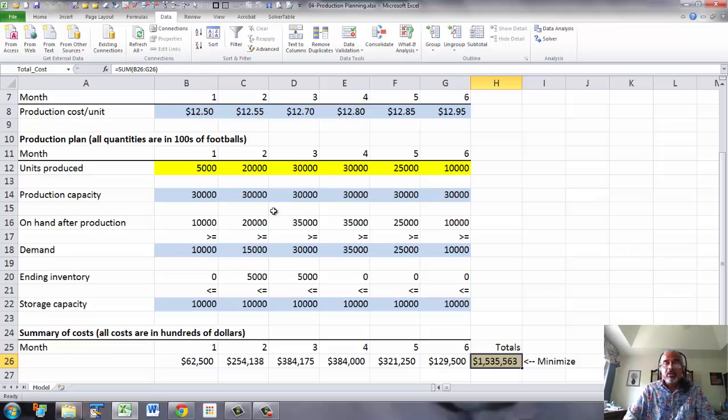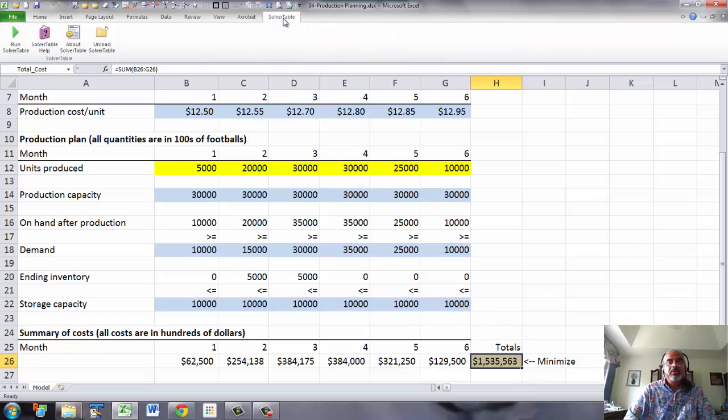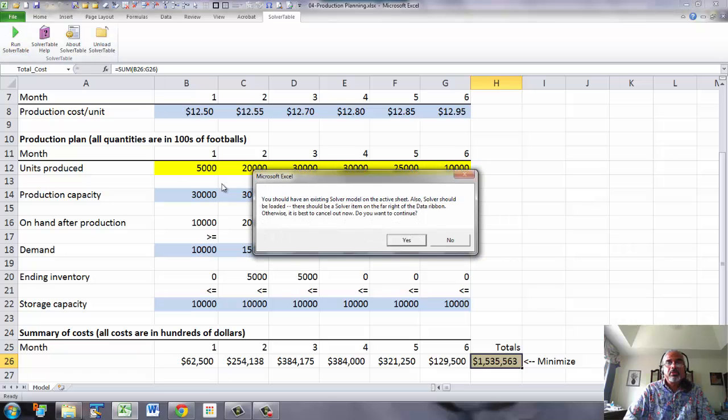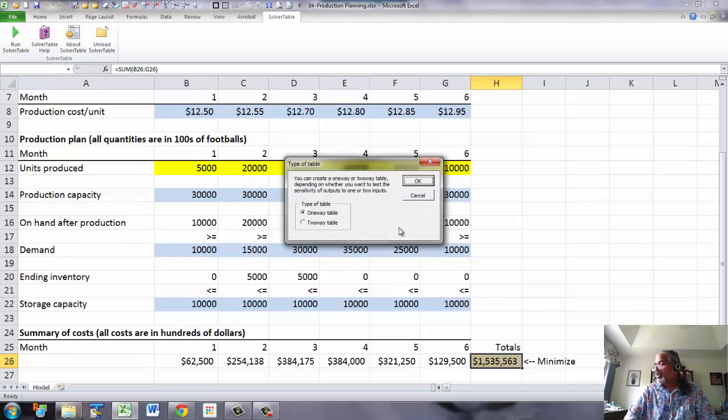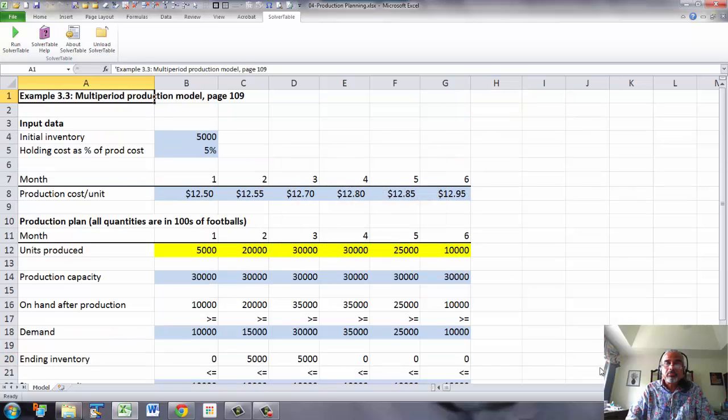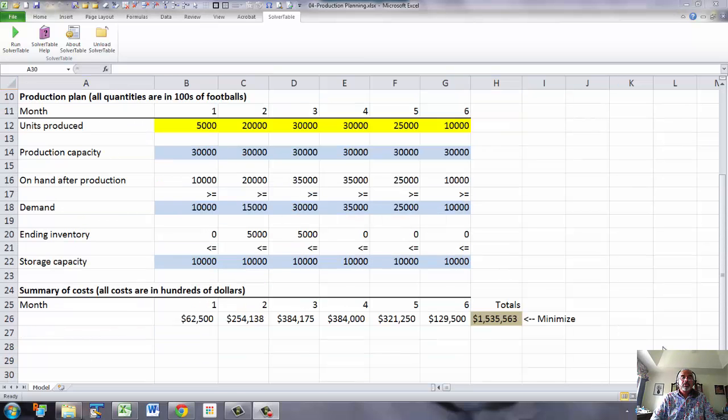So now we're going to run a solver table for this model. Okay, so here's the solution, how many units you need to produce and what will be the total cost. Now let's do a solver table. So now we have the optimum solution for the production planning problem that involves multiple time periods.